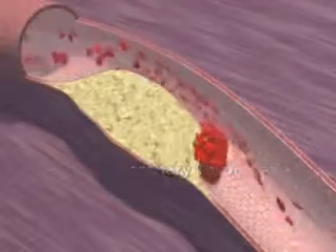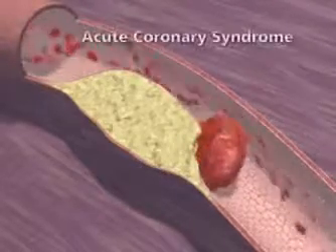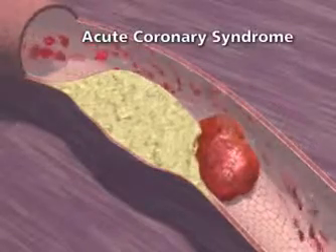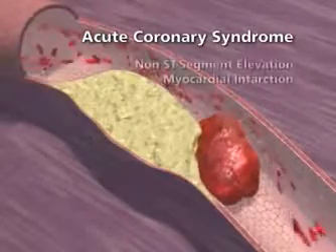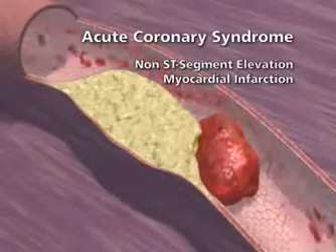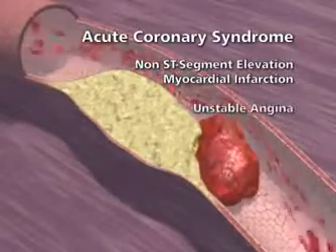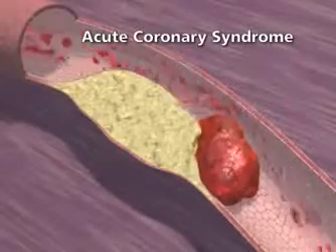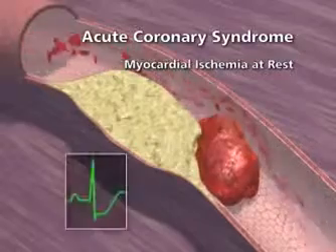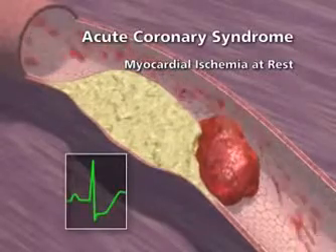When a thrombotic occlusion is subtotal, an acute coronary syndrome develops, and there are two types. The first type is known as a non-ST segment elevation myocardial infarction, and the second type is known as unstable angina. With these syndromes, the patient experiences chest pain at rest, and the electrocardiogram shows ST segment depression.